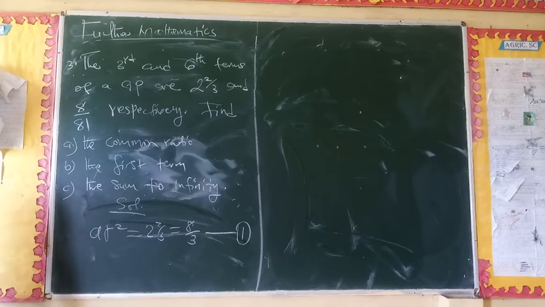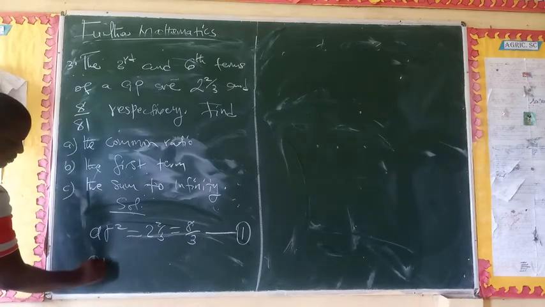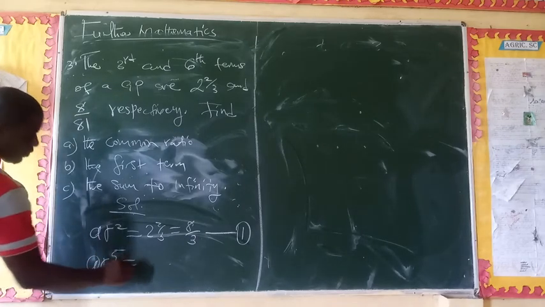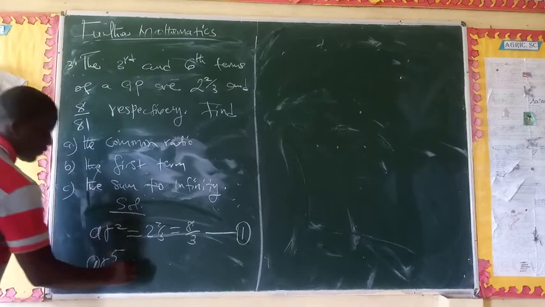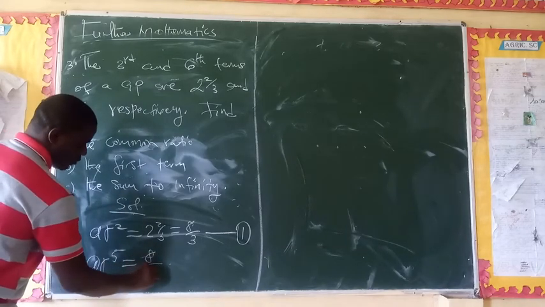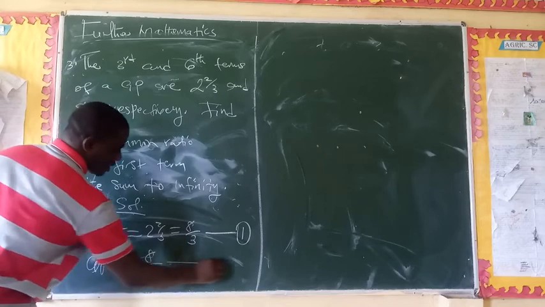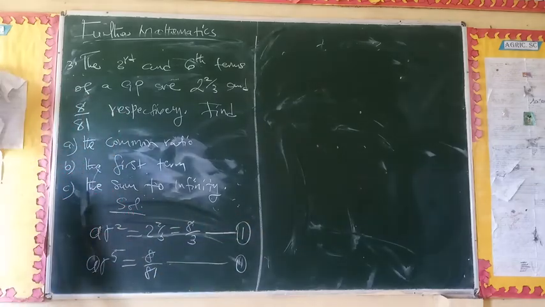The sixth term is also given. How do we write the sixth term? ar raised to power 5, which is equal to 8 over 81. Call this equation 2.